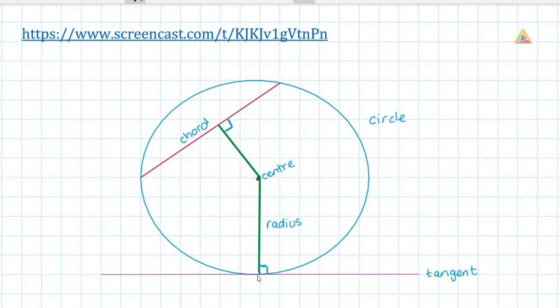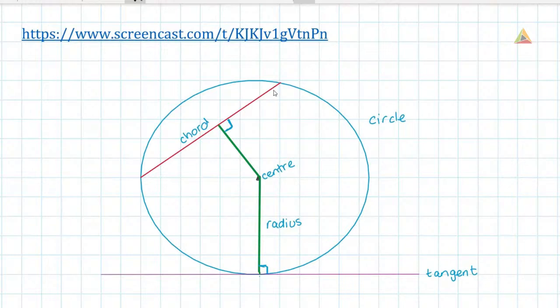So we've one radius marked in here, the distance from the center down to this line, and that's going to be the radius. This red line here is not a radius, this is a chord. So a chord goes from one side of a circle to the other. So that's a chord there going from one side of the circle to the other.